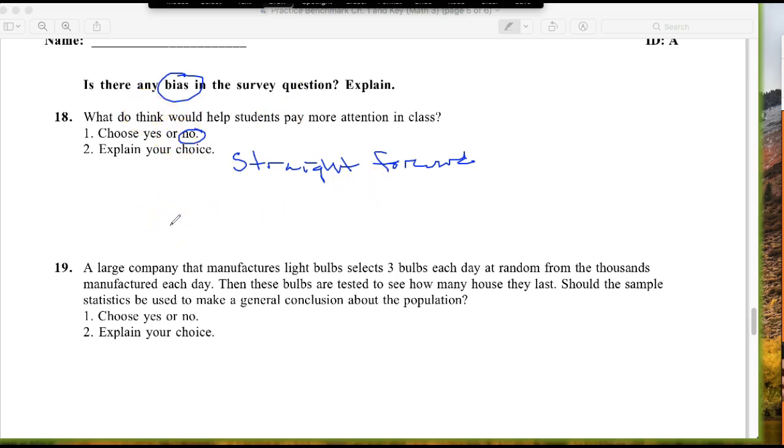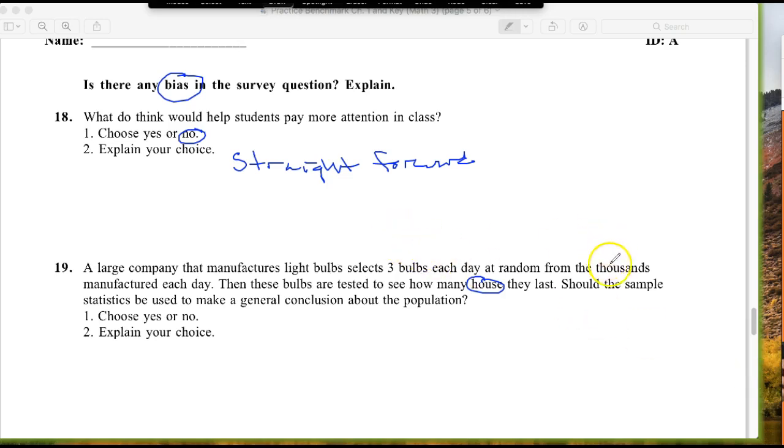Let's go on to number 19. A large company that manufactures light bulbs selects 3 bulbs each day at random from the thousands manufactured each day. These bulbs are tested to see how many hours they last. That's supposed to say hours, how many hours they last. Should the sample statistics be used to make a general conclusion about the population? All right, so I took a sample. They take samples of 3 bulbs at random from the thousands manufactured each day.